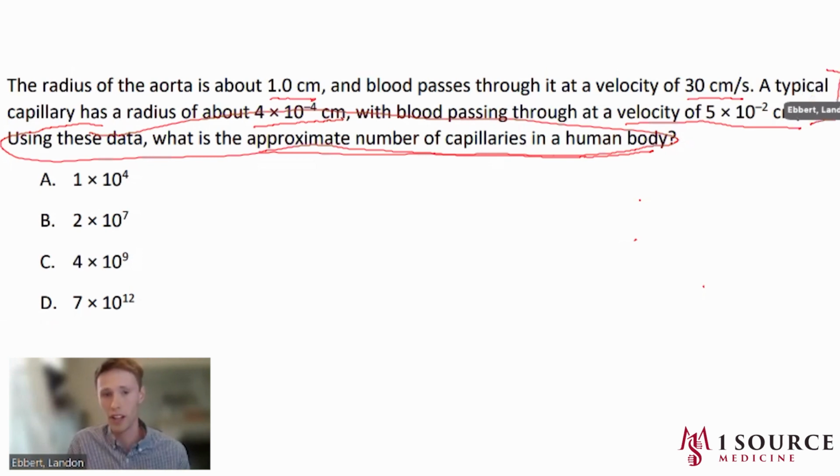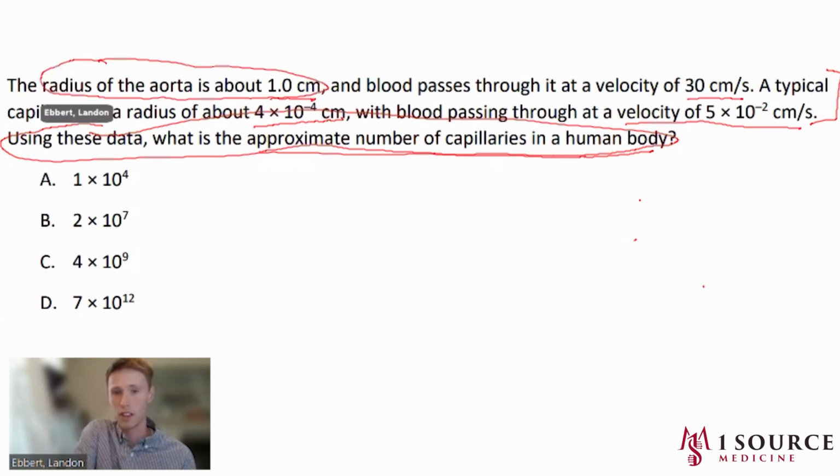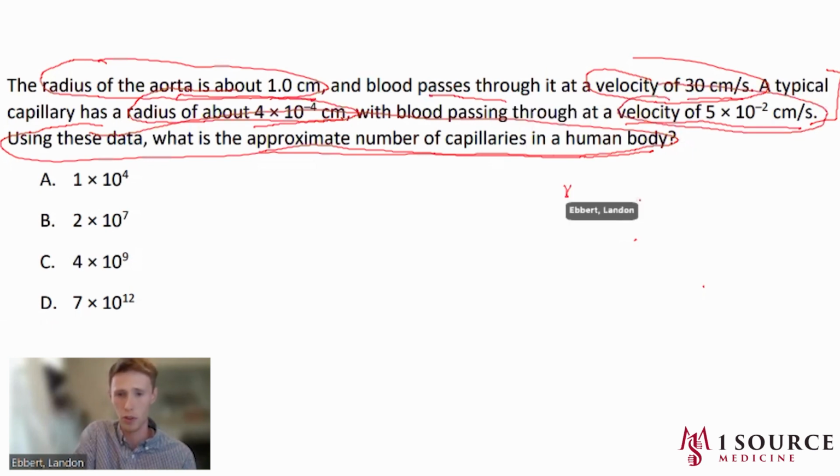And so the next question I would ask is, well, what information do they provide me with? Well, first, they tell me the radius of the aorta. They tell me the velocity that the blood goes through the aorta. They also tell me the radius of the capillaries and how blood passes through at a certain velocity through the capillaries. And so I know the velocities, and I also know the radii. And so with that information, I'm just going to ask myself, well, how can I use the velocity of blood and the areas or the dimensions of those capillaries and aorta to really figure out how blood passes through, or how many capillaries there are in the human body?